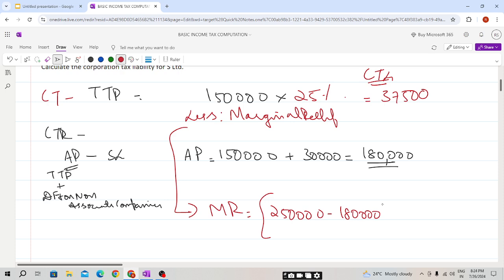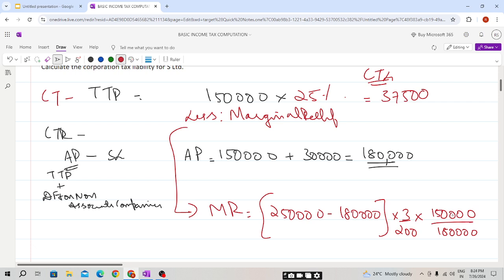Students, please do not confuse between the augmented profits, TTP, and marginal relief. Corporation tax is charged on TTP, but augmented profit helps to determine the corporation tax rate. Marginal relief is upper limit minus augmented profit, into 3 divided by 200, into TTP divided by augmented profits.